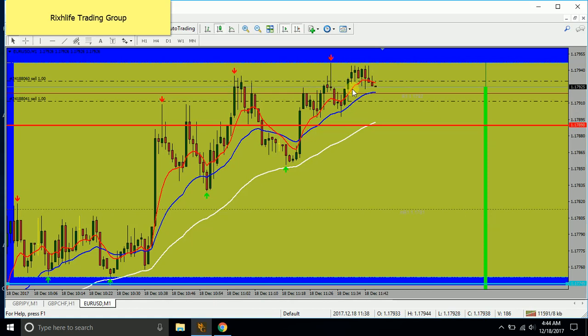What I want you guys to start doing is sticking to one trade per currency. I know I do have two positions here, but what I want you to do is stick to just one trade, and that's going to be 0.05 per $100 in your account.